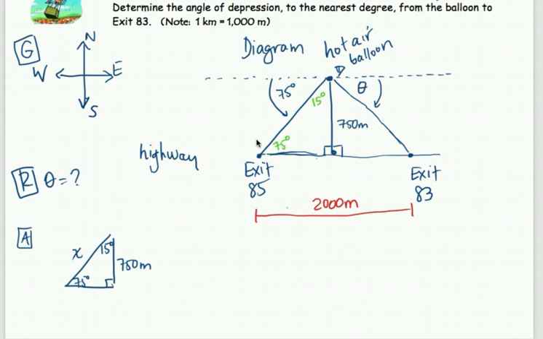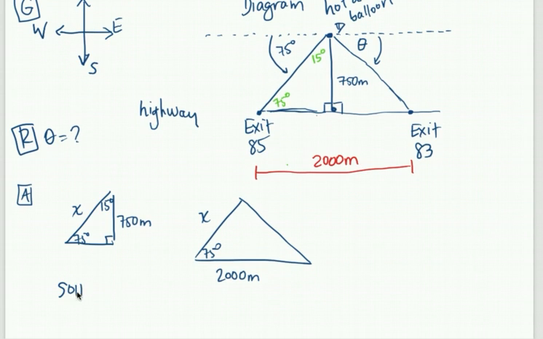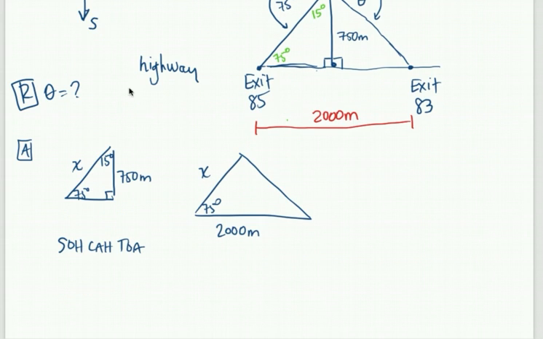If we could find the length of that side, then we can move to the big triangle here. If we knew what x was, we know that the bottom of this one is 2000, and we know this angle here is 75 degrees. Again, we can use SOHCAHTOA here because we have a side and an angle. Then we'll have this side, this angle, and this side, so a side-angle-side. That means we can use the cosine law.